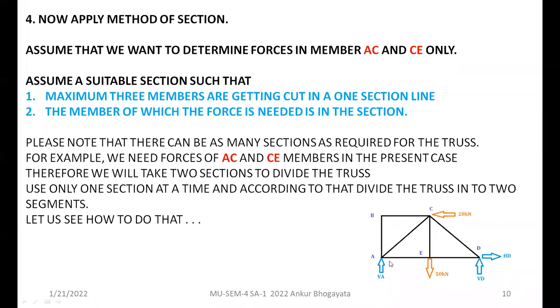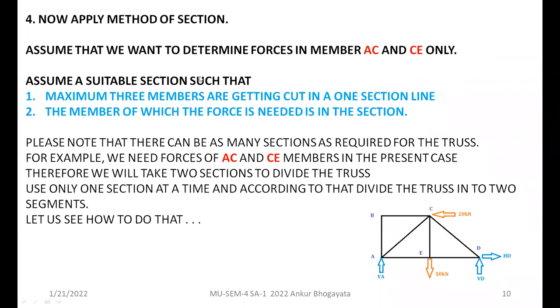So earlier, what we used to do is we used to come to the joints one by one. We started, if you recall, with joint D, and eventually we came to joint B and finally at joint C. So it took a lot of time, as well as it was a tedious job, right? Because you have to go to every joint and node. So let's see how to apply the method of sections. We are interested to find forces in AC and CE member.